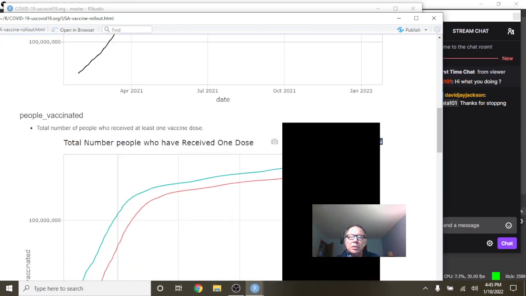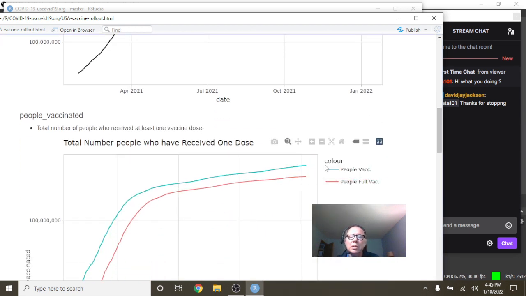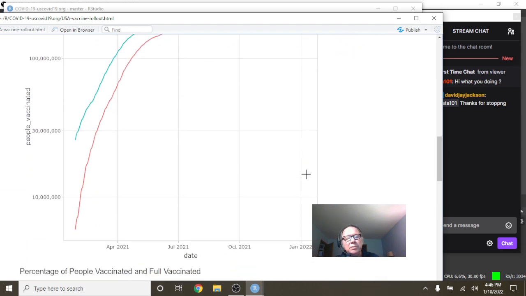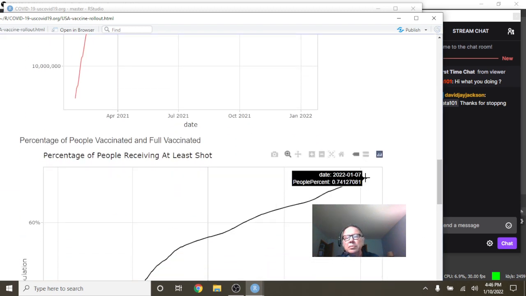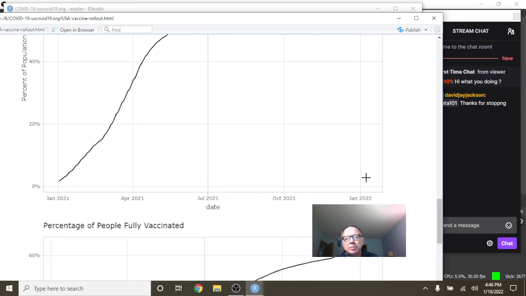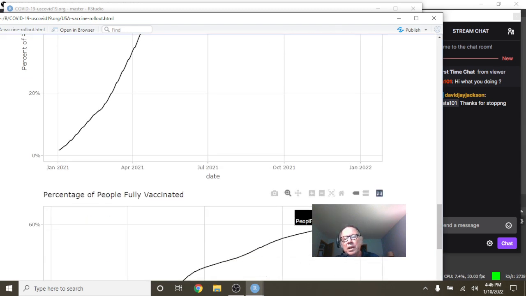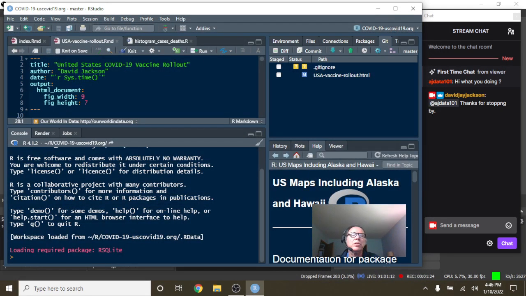Of those doses, as of January 9th, 246.8 million people received the first shot. 206 million people have been fully vaccinated. And currently 74.1% of the population have received the first shot, and 61.8% have been fully vaccinated in the U.S. So those numbers are looking up a little bit.